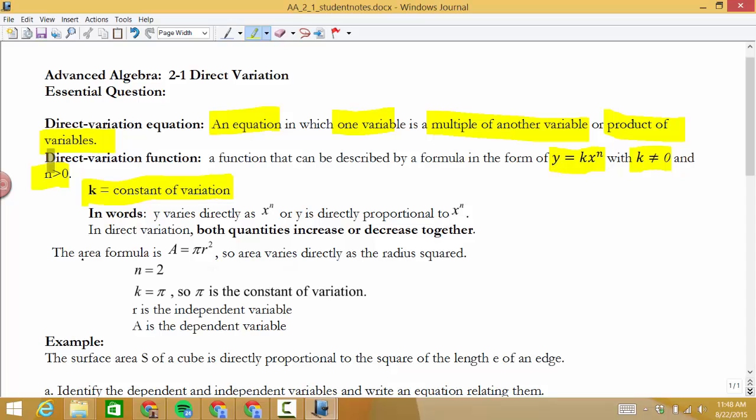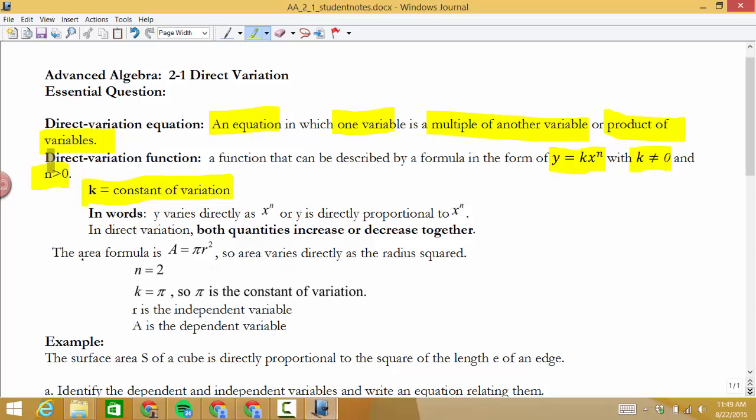So in words, we would say y varies directly as x to the n, or y is directly proportional to x to the n. One of the things you'll have to be able to do in this chapter is write things in words and equations and go back and forth between those two.